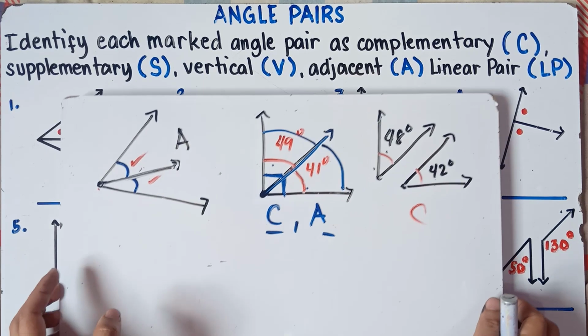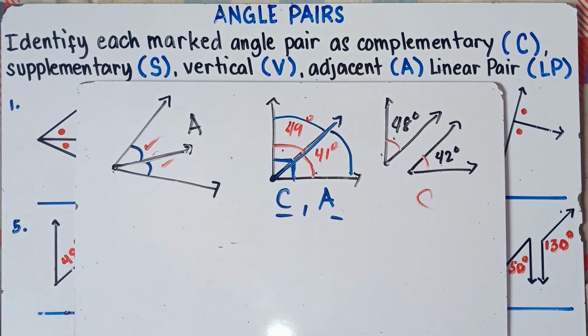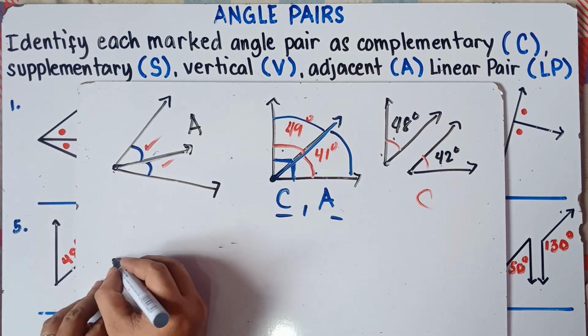Now, let's have an example for supplementary angles. Supplementary angles, class, are two angles that add up to 180 degrees. Example, sir. Okay, let me give an example.